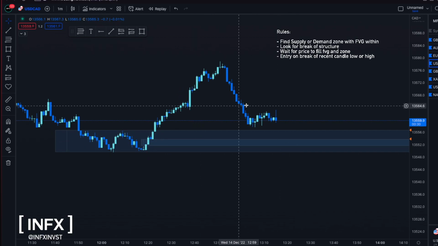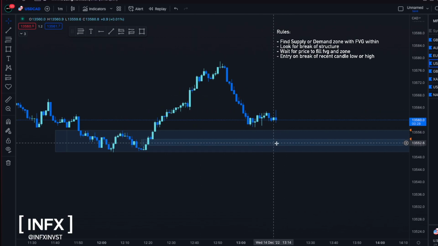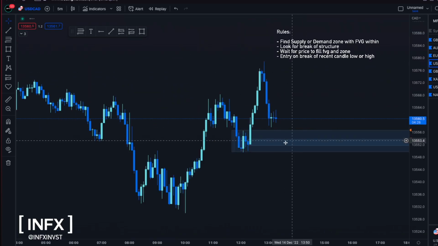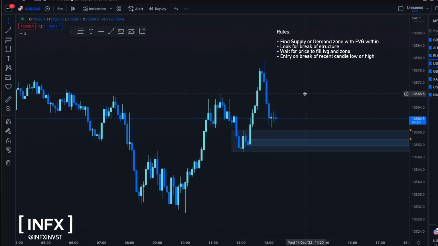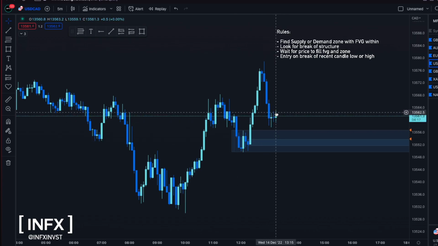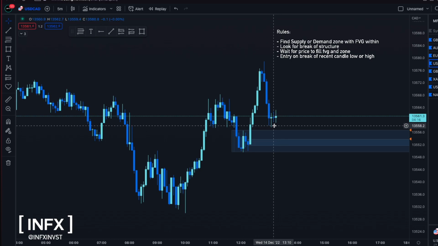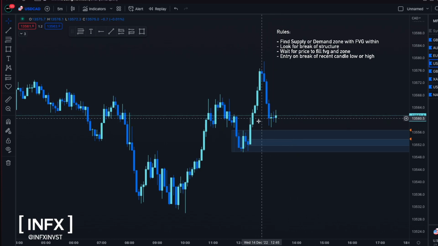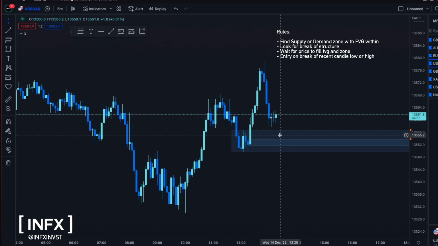So what I'm waiting for now is price to come into the zone, fill this gap, and then give us an entry setup, which will be our break of a recent candle high. So for example, this just broke that candle high. That would be an entry for me, or this for that one, but obviously it's not an entry now because we haven't come into the zone.